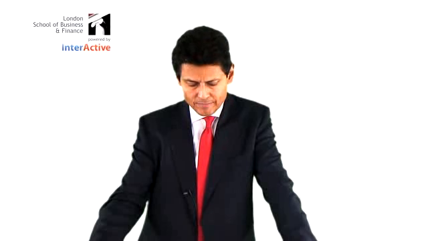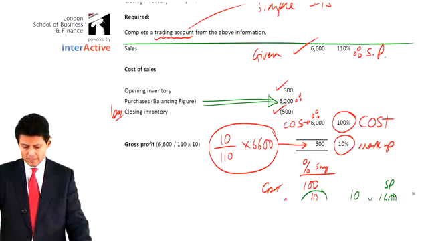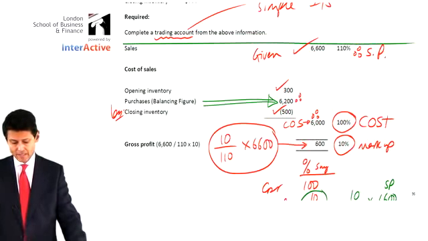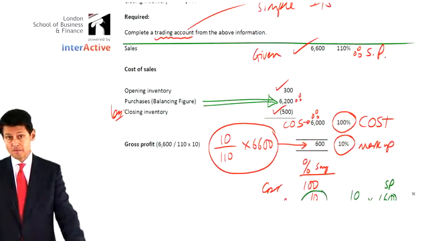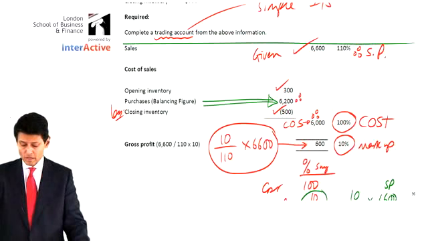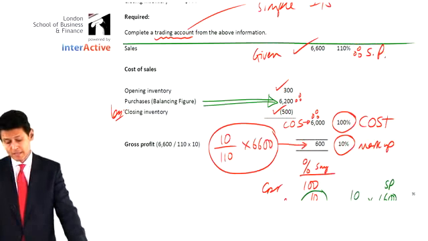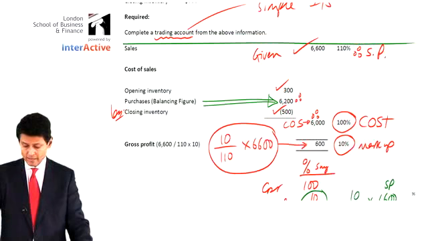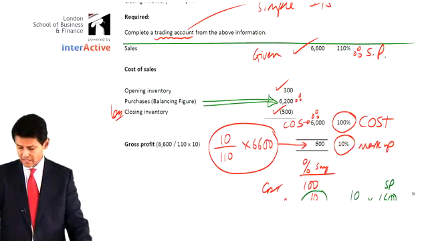Example 11, the opening inventory is given, the closing inventory is given, and using your percentages, you can work out the purchases as being the balancing figure, which of course derives from the cost of sales, which in turn comes from the selling price, etc. So that was quite an intricate little example. So do practice that again and again, that kind of thing.